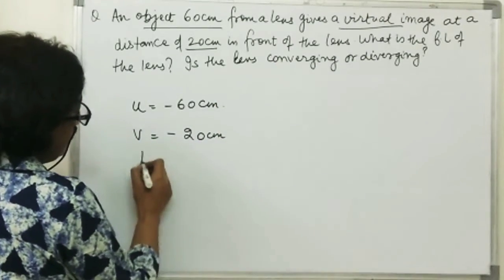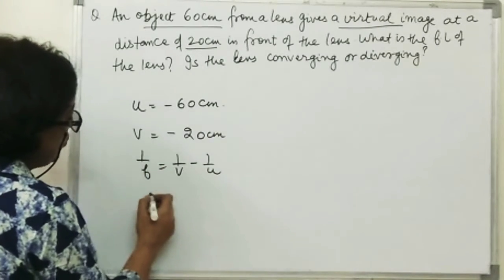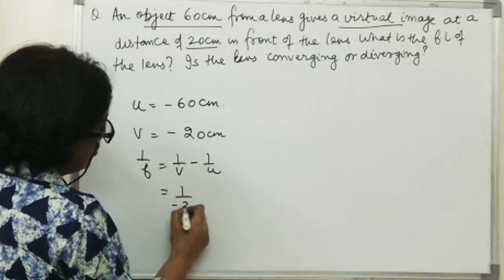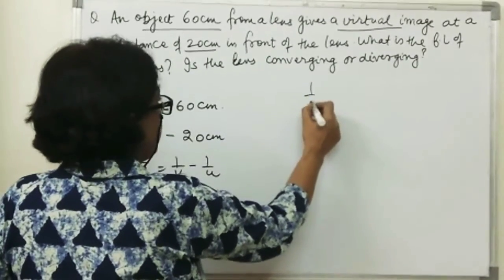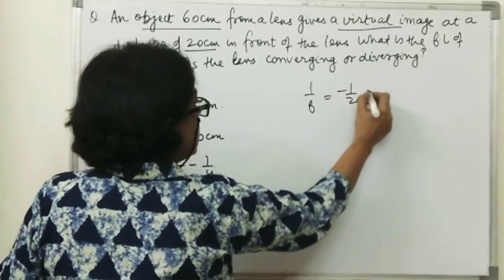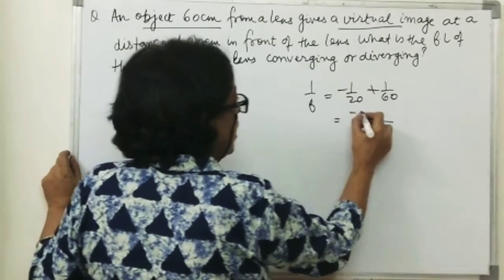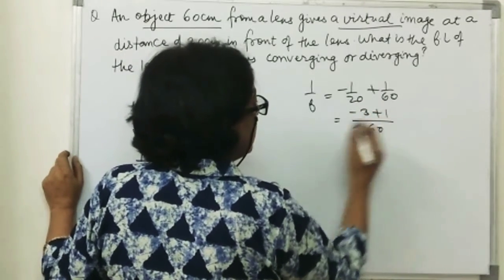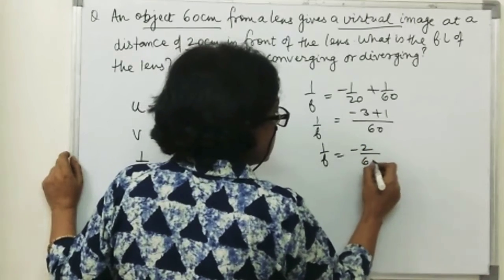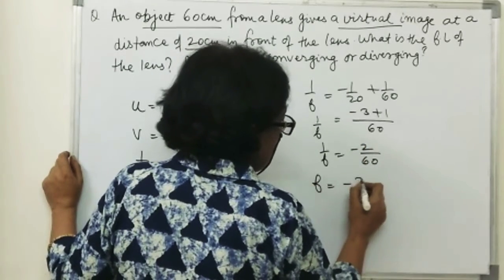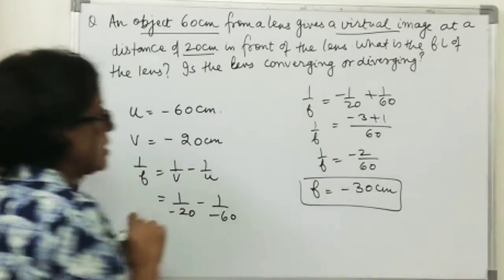What is the focal length? We know the lens formula is 1 by F is equal to 1 by V minus 1 by U. We put in the values with the minus signs. Fine. So 1 by F is equal to minus 1 by 20 plus 1 by 60 and we solve it. Minus 3 plus 1, so 1 by F is equal to minus 2 by 60. So our F comes out to be minus 30 centimeters. Now F is minus 30 centimeters.